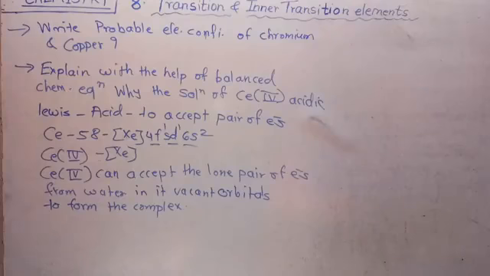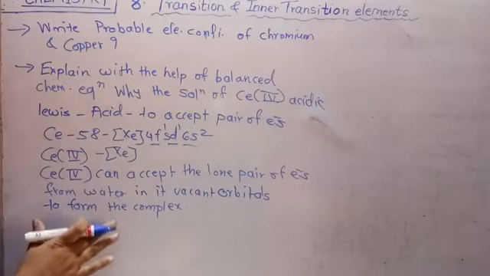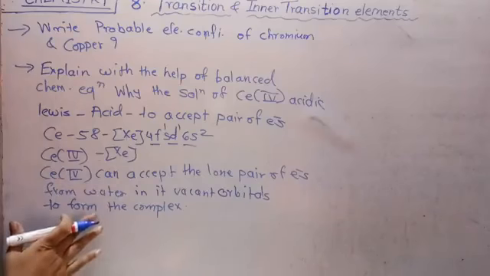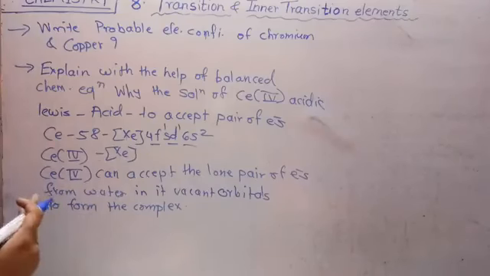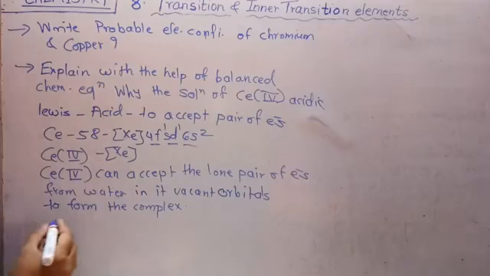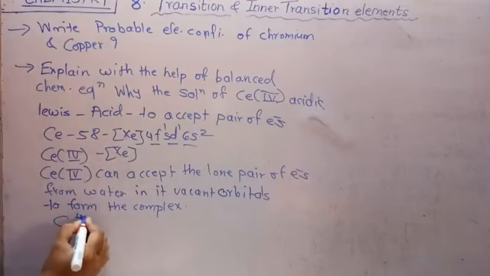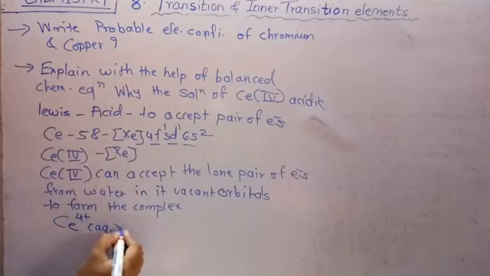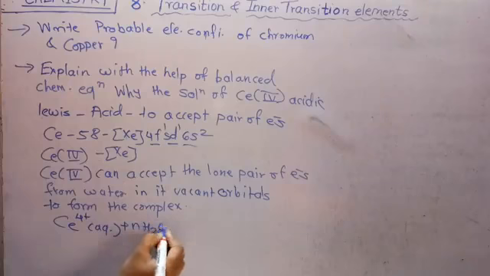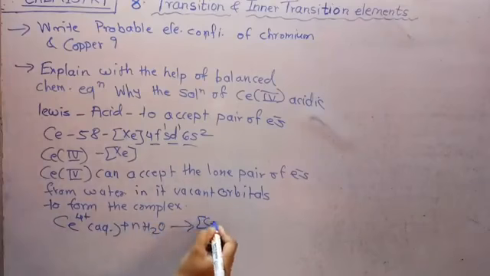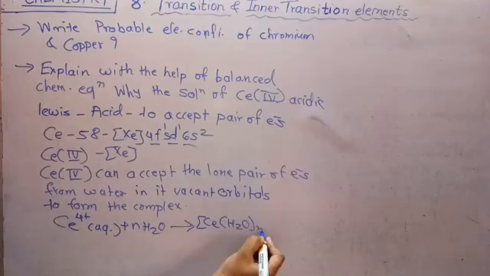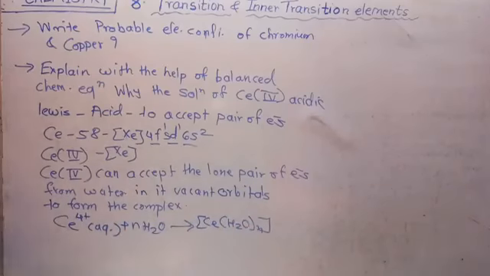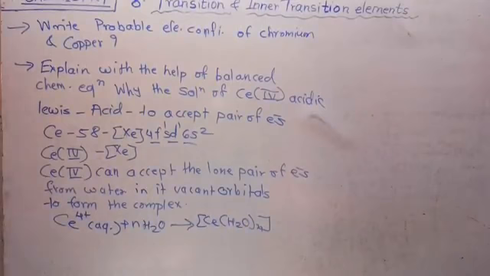So you say the solution of cerium 4 is acidic in nature, because that accepts the lone pair of electrons from the water. And the balanced equation is cerium 4+ in aqueous plus nH2O to form the complex cerium (H2O)n. Okay? Clear?